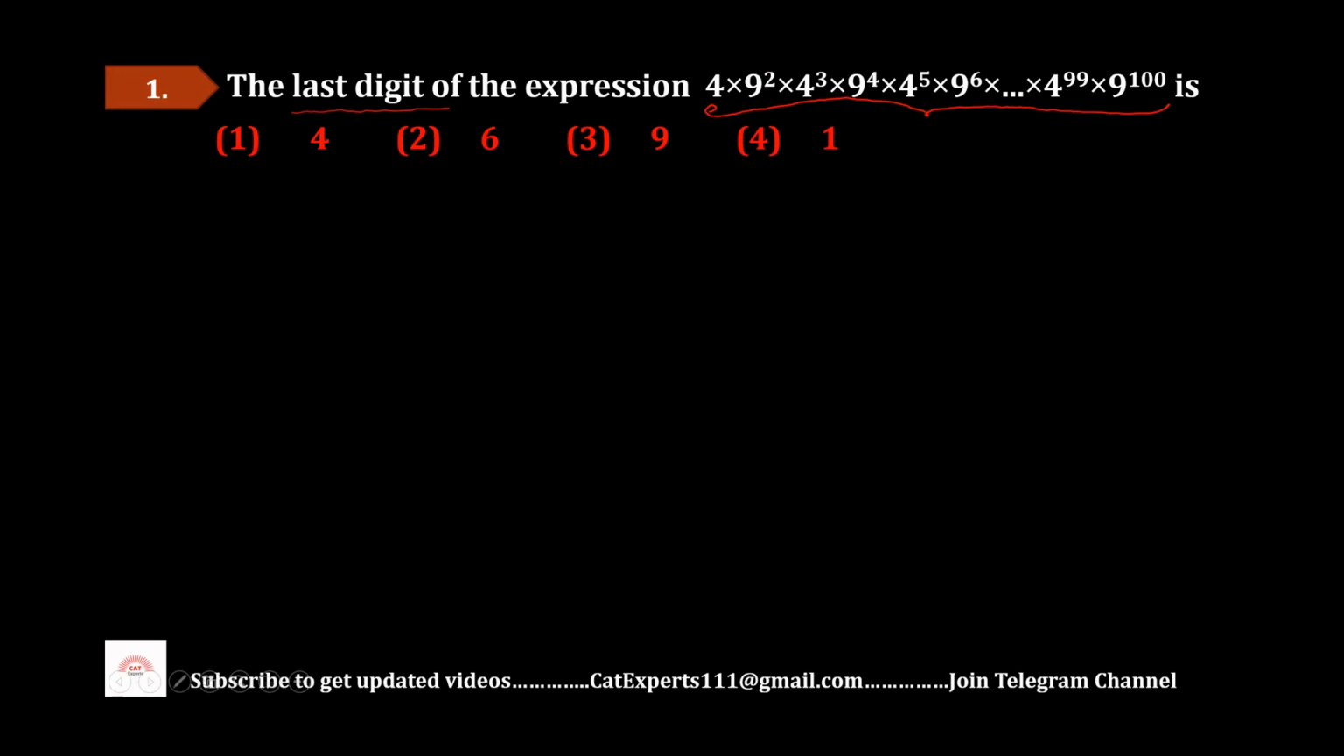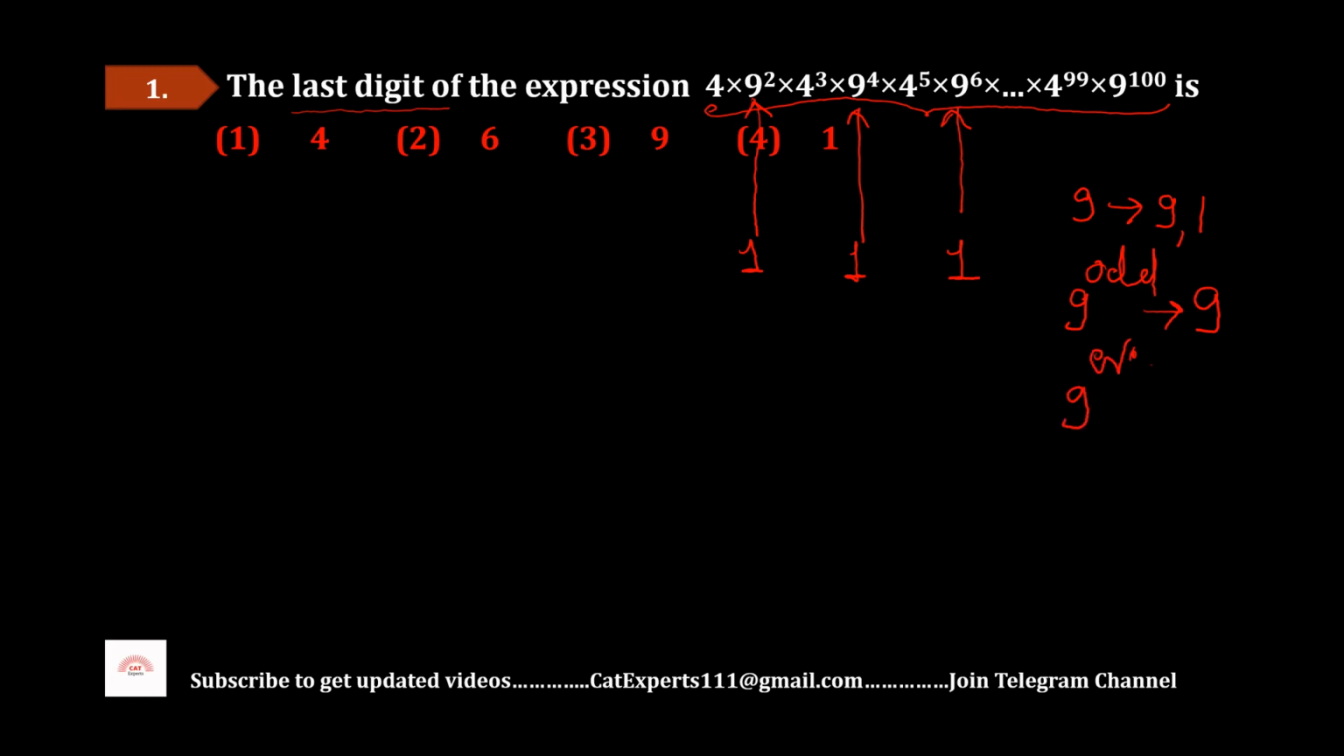In this particular cycle, what I can see, 9 power 2 is 81. So I will get 1 at the units place. 9 power 4 will again give me 1 at the units place. So you can see all the powers of 9 are even. Since the power cycle for 9 is 9 and 1, what does it mean? When the power of 9 is odd, I will get 9 at the units place, and when the power of 9 is even, I will get 1 at the units place.